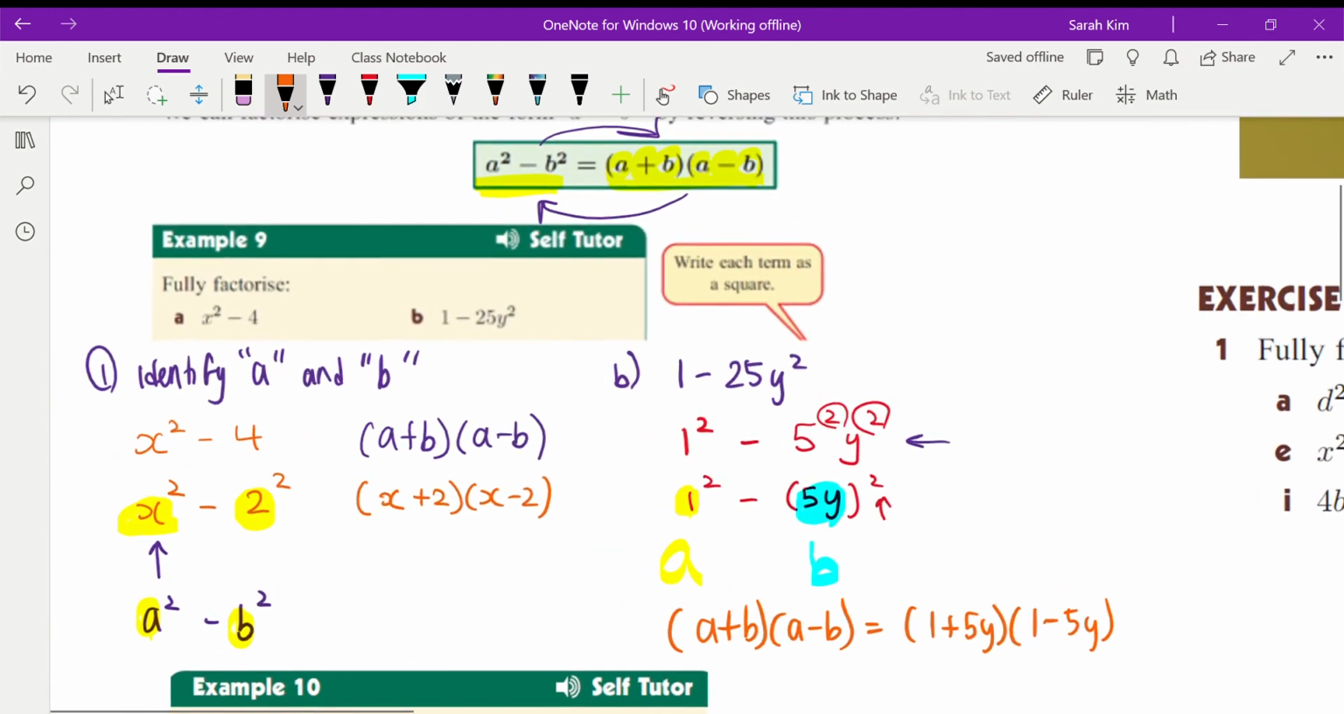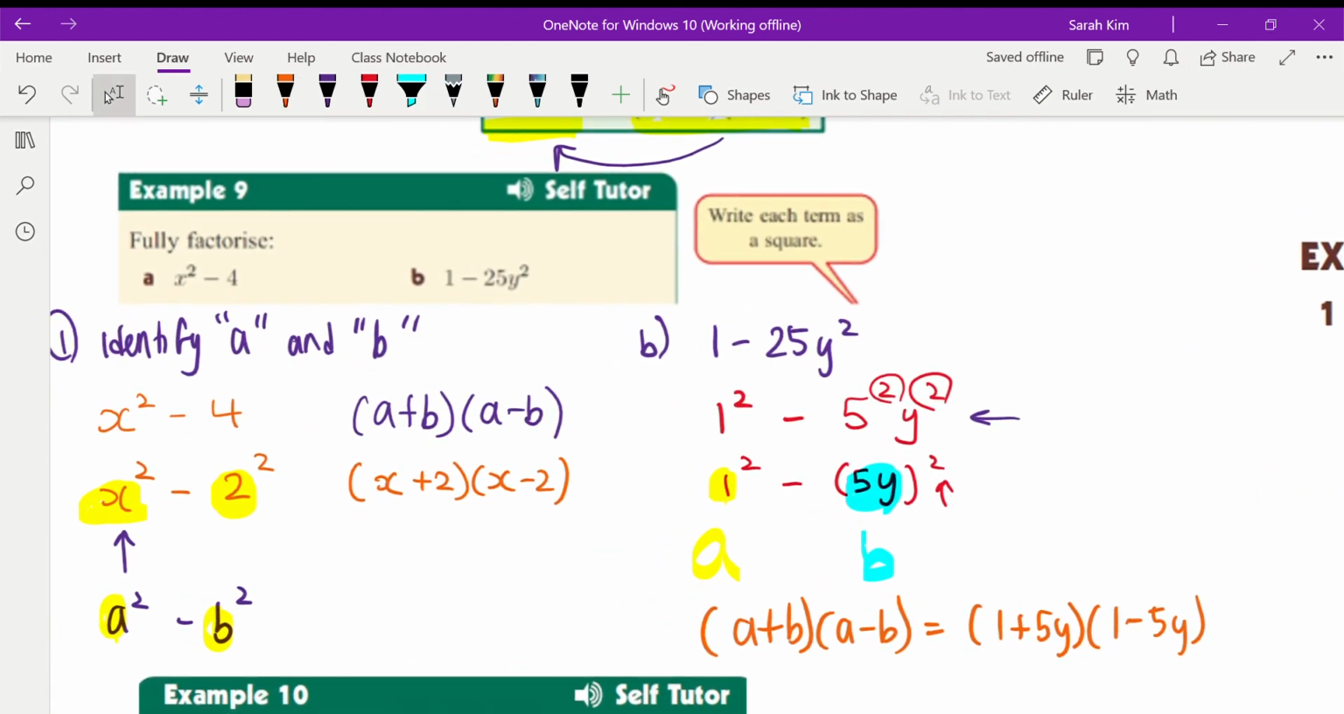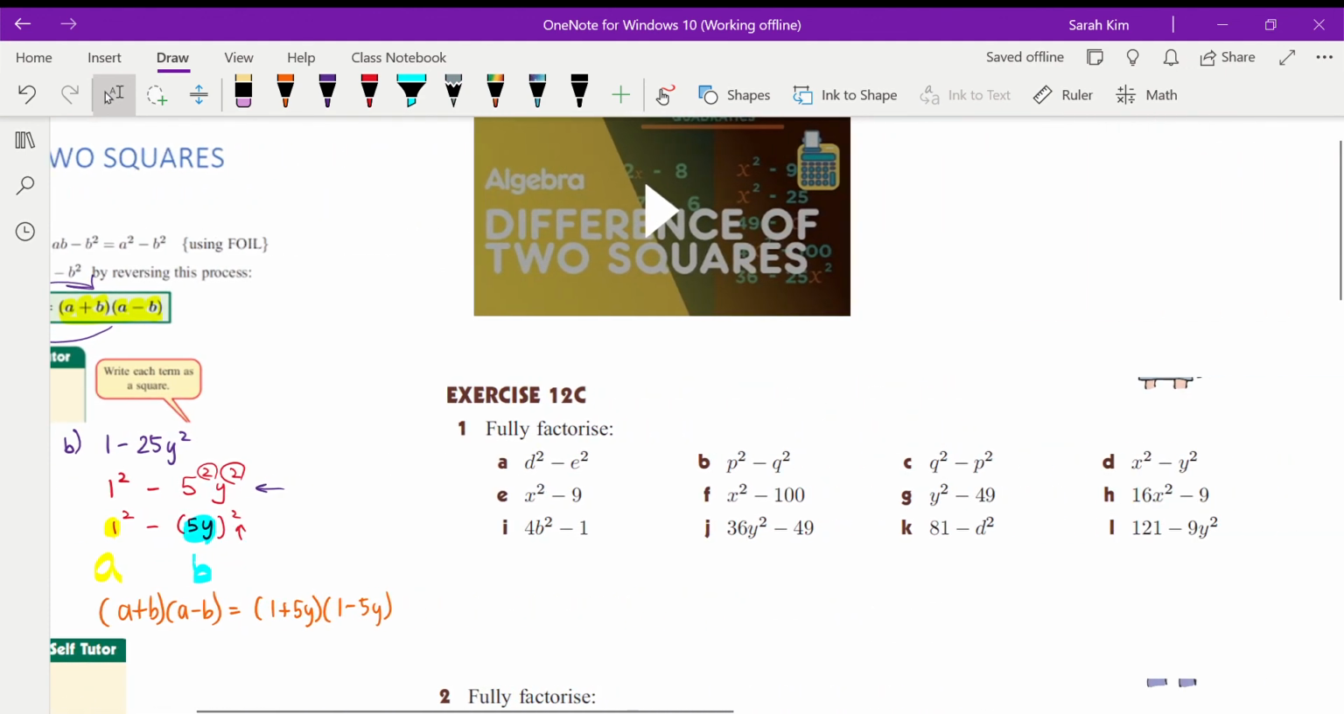Alright, so you just need to identify how to write it in a term that's squared first. So you should be able to do exercise 1, give it a go and check the answers.